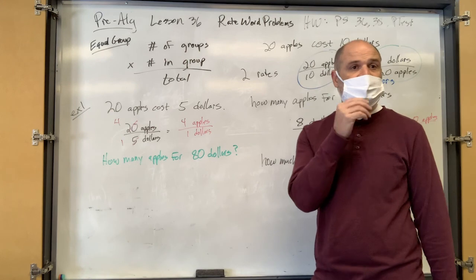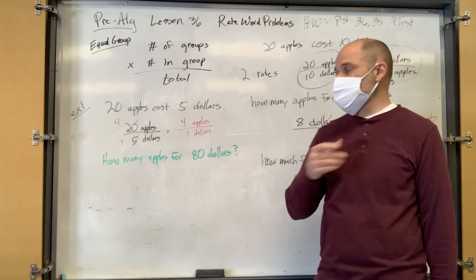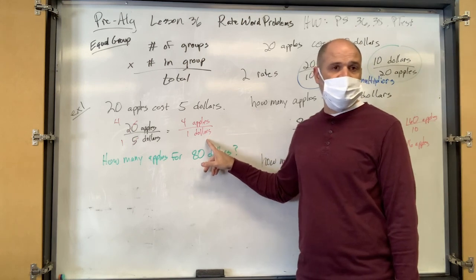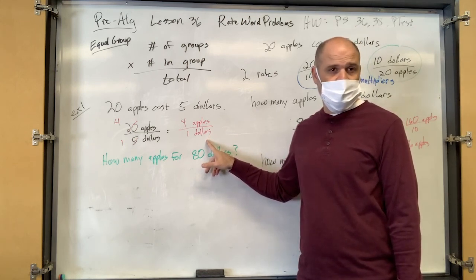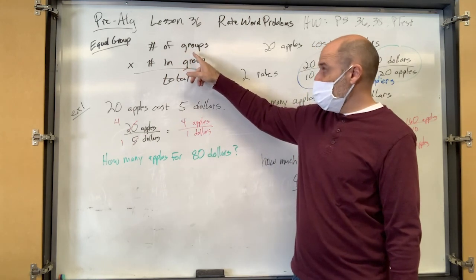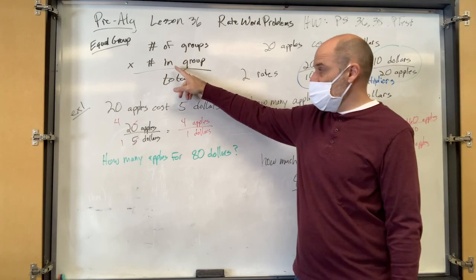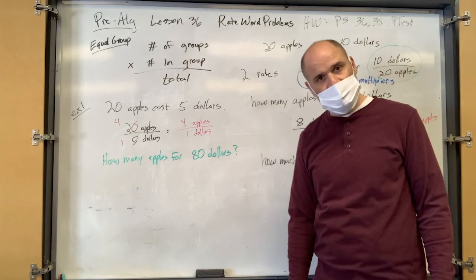So this is kind of like an equal group problem, guys. The group is the dollar. So how many apples go into $1? 4. See how it's the number of groups, 80 groups, times the number in the group, 4. 80 times 4 is 320 apples.